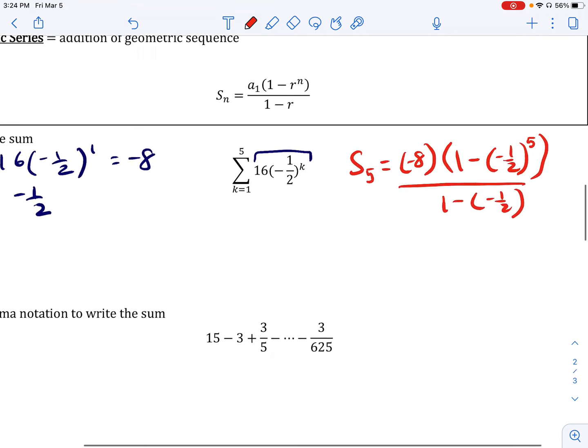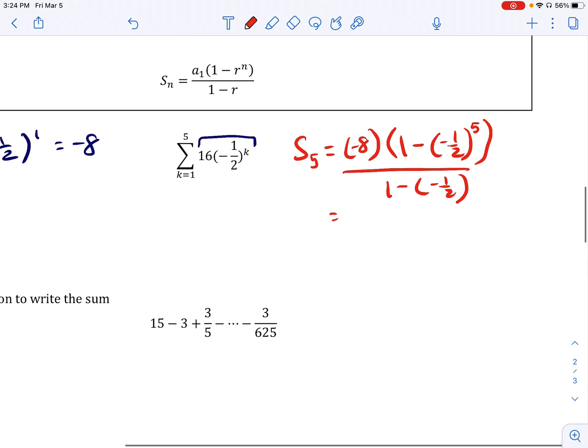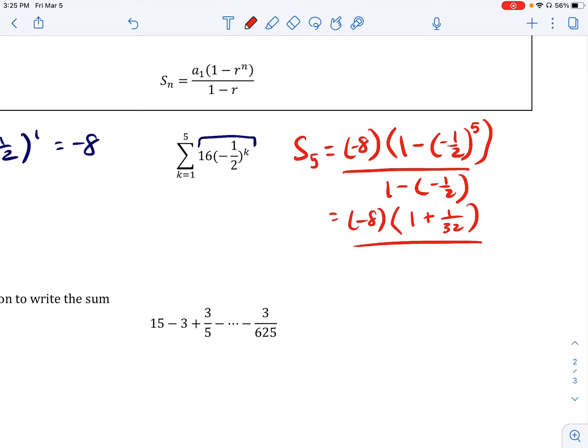Now, from here, it's just going to be some simplifying, so let's go ahead and work through that. So we've got negative 8. We know that negative 1/2 raised to the 5th power is going to be negative 1 over 32. So since I'm subtracting a negative number, I'm going to say 1 plus 1 over 32. And all of this is over 3/2, which now I'm going to say negative 8 times 33 over 32 times 2/3. Just some basic simplifying rules.